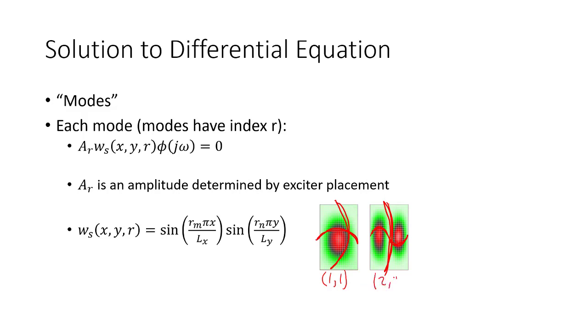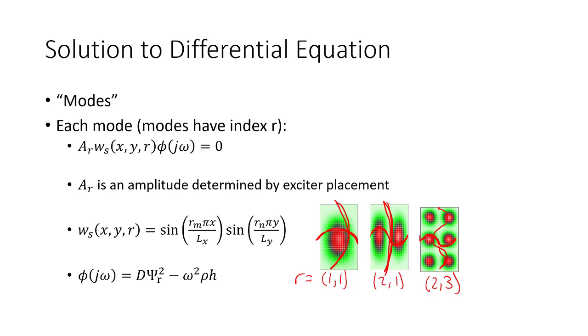This would be 2-1. And then this, for example, would be a full period in the x direction and a period and a half in the y direction. And this would be the 2-3 mode. So r in all of these cases is 1-1, 2-1, or 2-3. And then phi of j omega is equal to D psi sub r squared minus omega squared times rho h. This is what we're going to dig into more closely in order to determine the resonant frequencies, which are solutions to omega here.